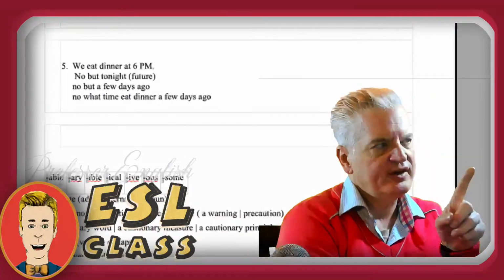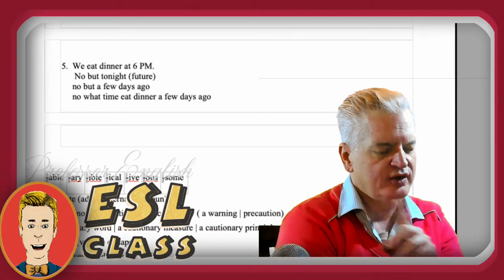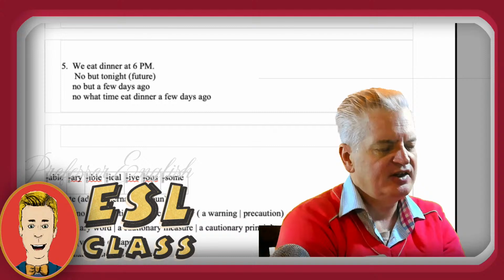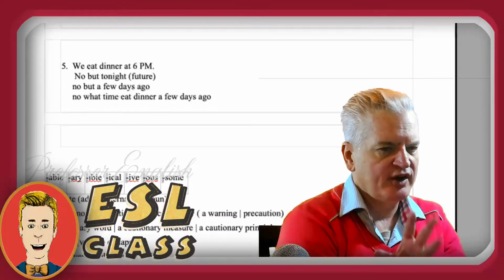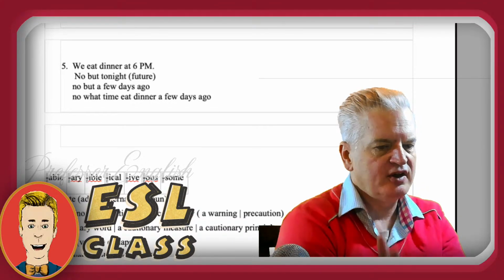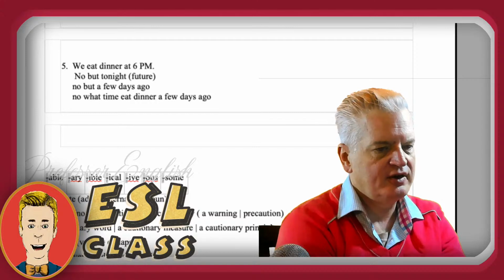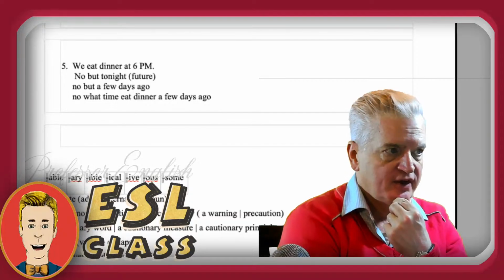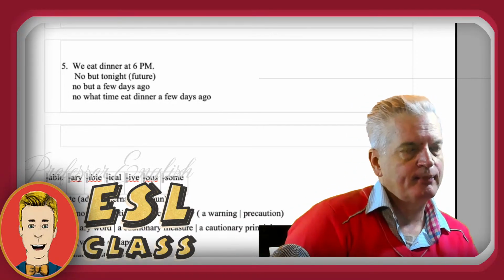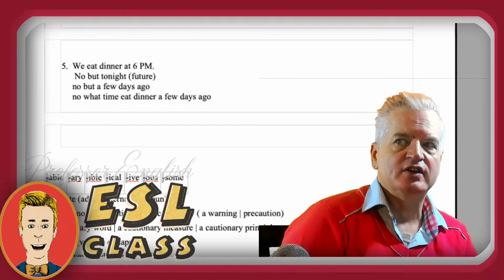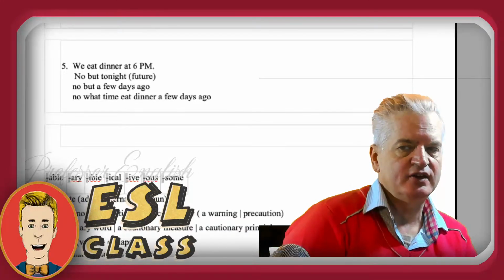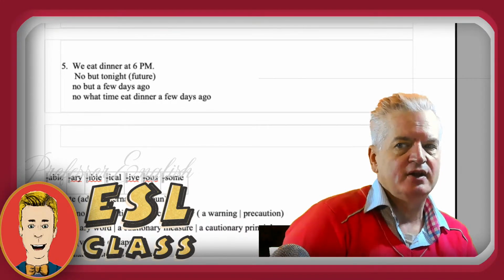Now let's say but tonight, future tonight. But tonight, how will you say eat in the future using will? But tonight we will eat. We'll eat. But tonight we'll eat dinner at 6 p.m. This is our new sentence. We will eat dinner at 6 p.m. We'll eat dinner at 6 p.m.